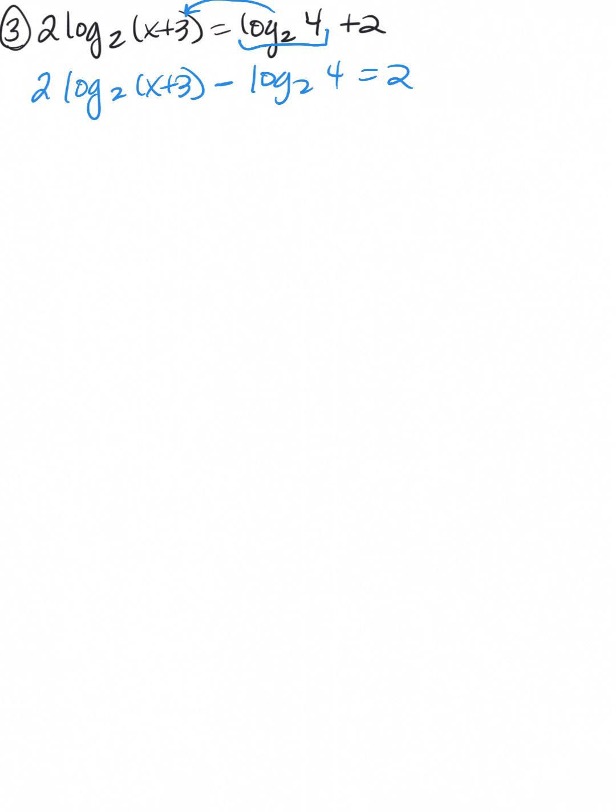Now we can condense. There's a minus sign. So it's a log base 2 of something over something. So this 2 becomes a power, and the 4 goes on the bottom.